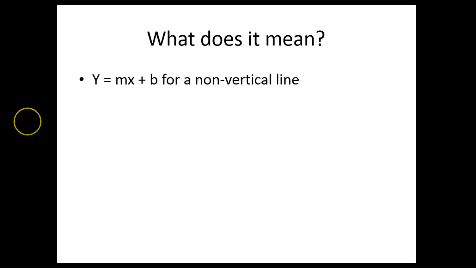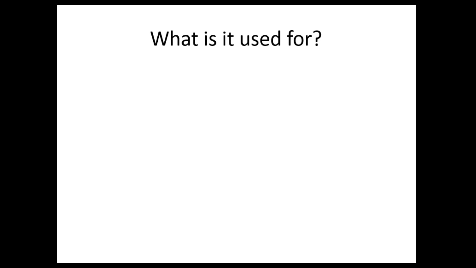Today we're going to be talking about slope-intercept form. As an equation, it looks like y equals mx plus b if the line's not vertical. Remember, a vertical line is VUX: vertical, undefined slope, x is a number. So vertical lines kind of have their own equation. For any other type of line, whether it's horizontal, positive slope, or negative slope, it could have the equation y equals mx plus b.